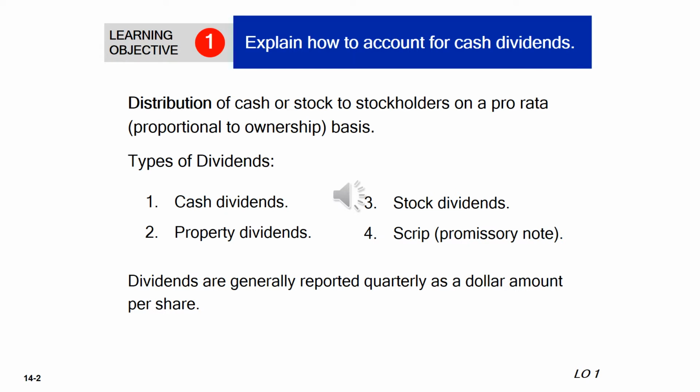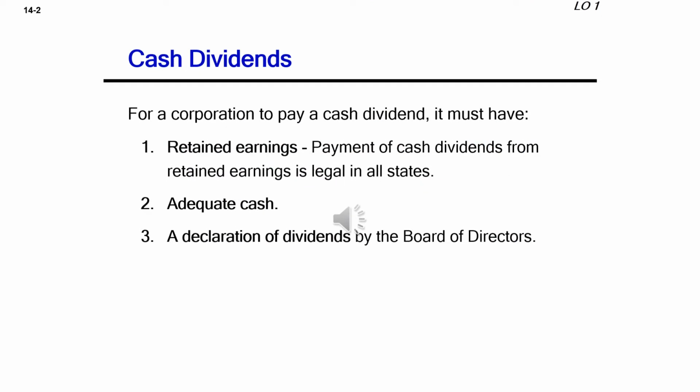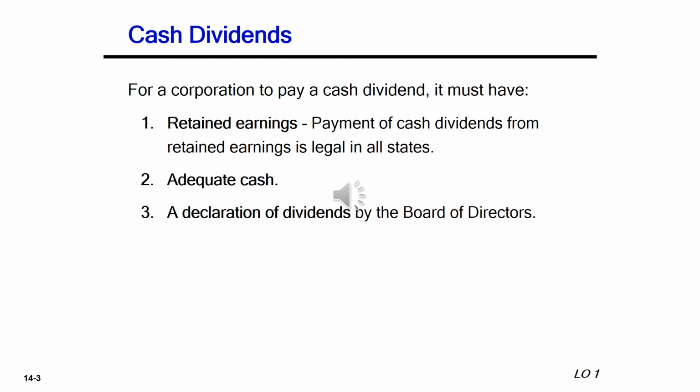Now, these dividends can take multiple forms. It could be a cash dividend, property dividend, or a stock dividend, or scrip, which is a promissory note. And these dividends are generally reported quarterly as a dollar amount per share. Now, for a corporation to be able to actually pay a cash dividend to its investors, they need to satisfy three conditions. They need to have retained earnings, they need to have adequate cash, and they need to have a declaration of dividends by the board of directors.